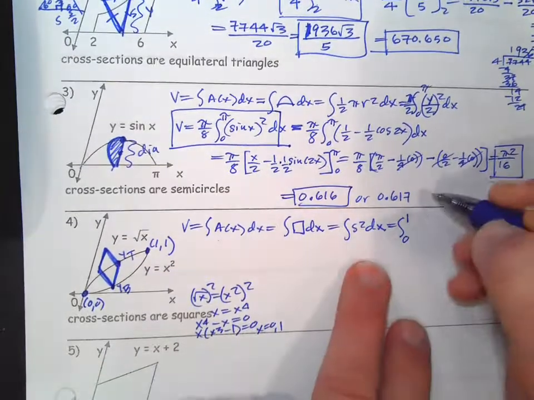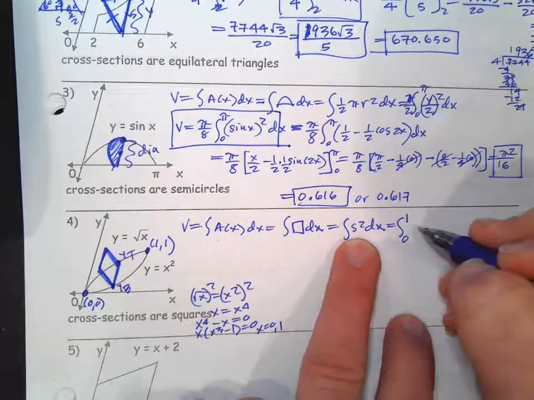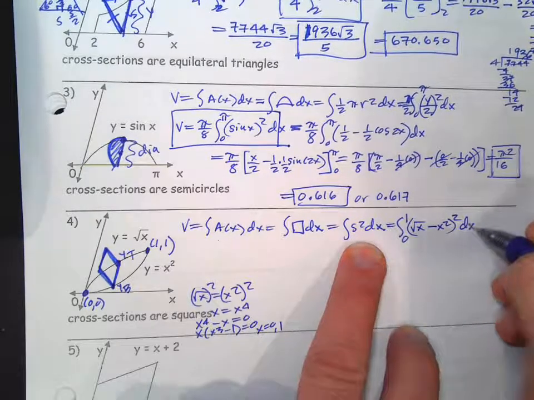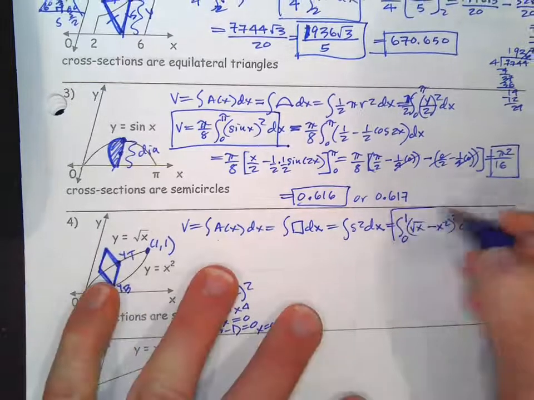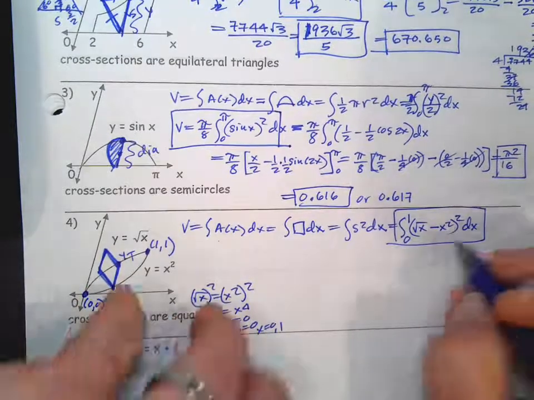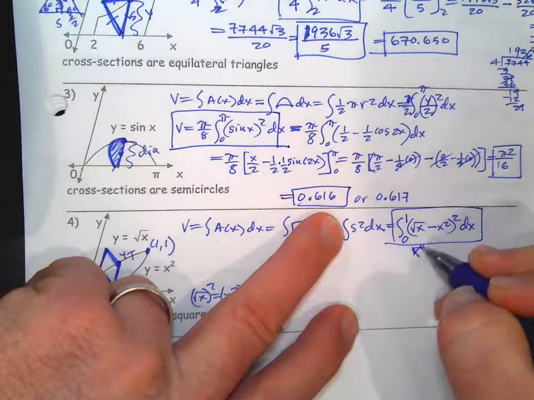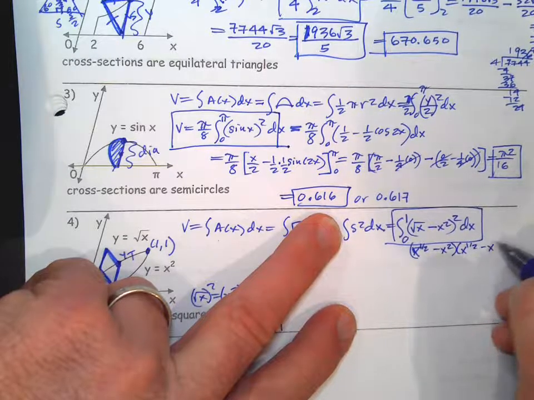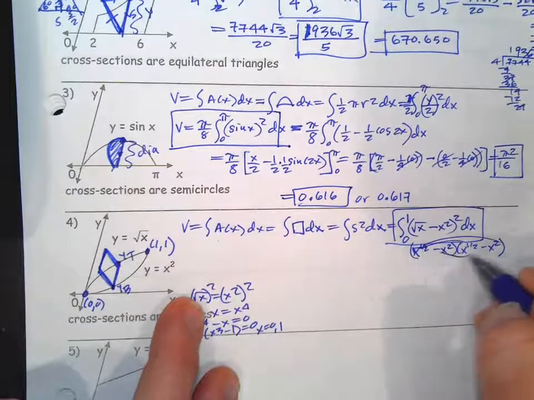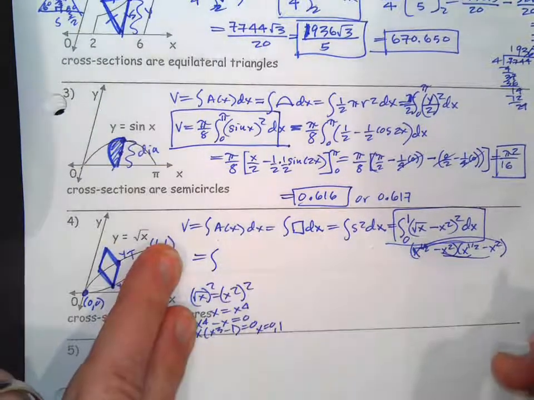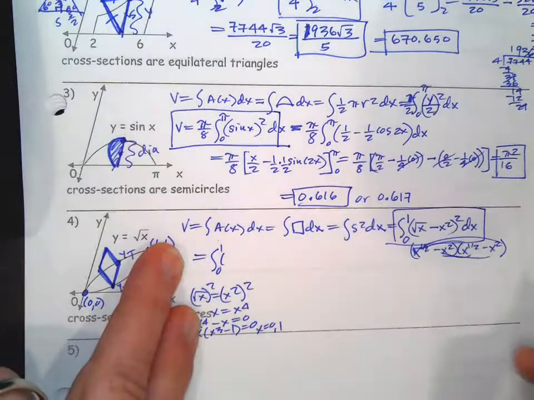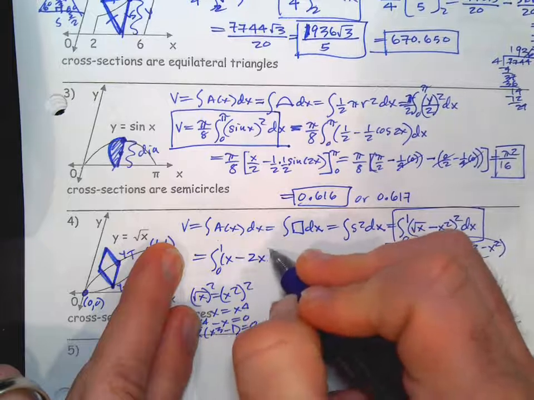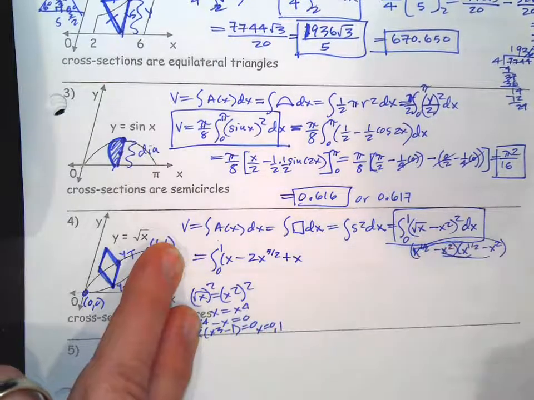So we're going 0 to 1. Y top is the square root of x. Y bottom is x squared. And then it's squared, of course. So that's your setup for your calculator. Now, if we're going to do it by hand, we're going to want to FOIL this out first. On a calculator, you don't need to do this. You FOIL it out, and so then we're going to get 0 to 1, we get x. Then we get x to the 5/2 twice, so minus 2x to the 5/2 plus x to the 4th.